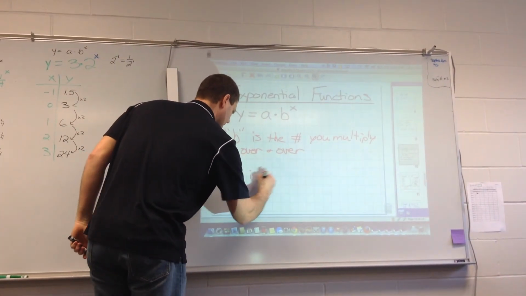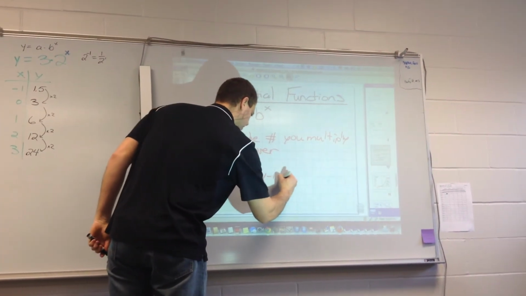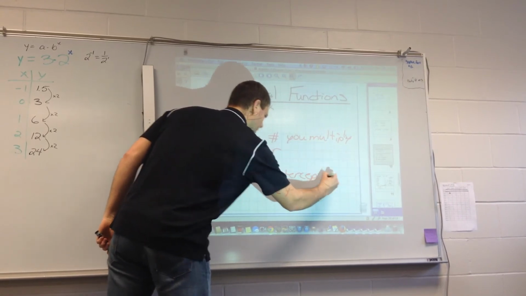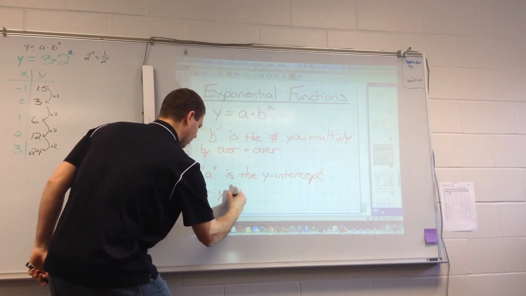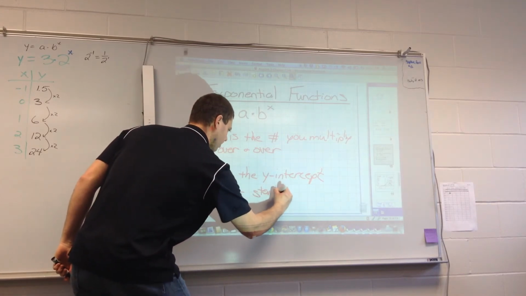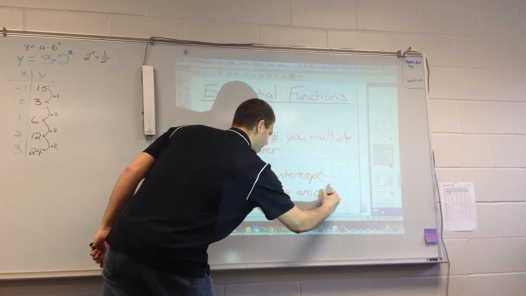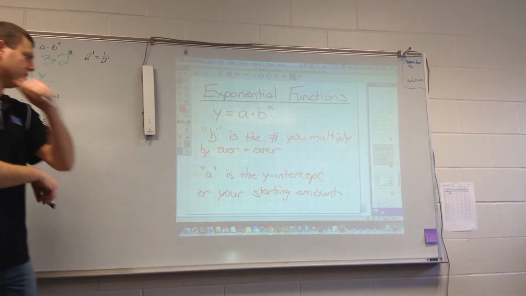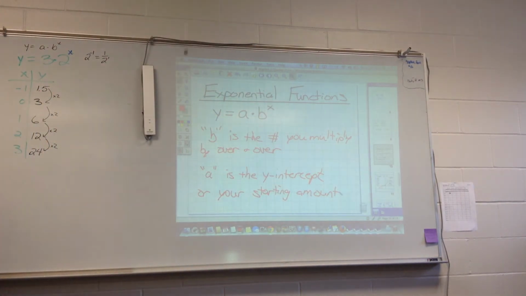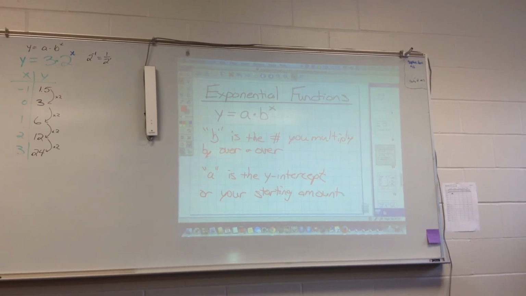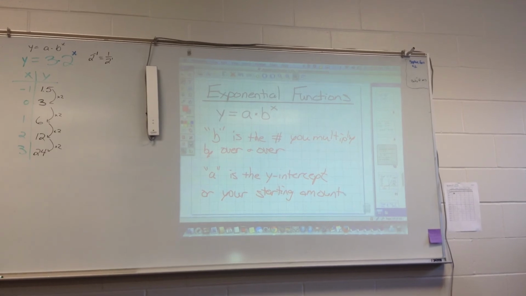The a value is the y-intercept, or your starting amount. And once we get into some story problems, you'll see why I also call it the starting amount. It's going to be the amount of something you have at the beginning, and then over time it's going to change. So the a value you'll always use as your starting amount. But for right now, we'll just say it's the y-intercept.